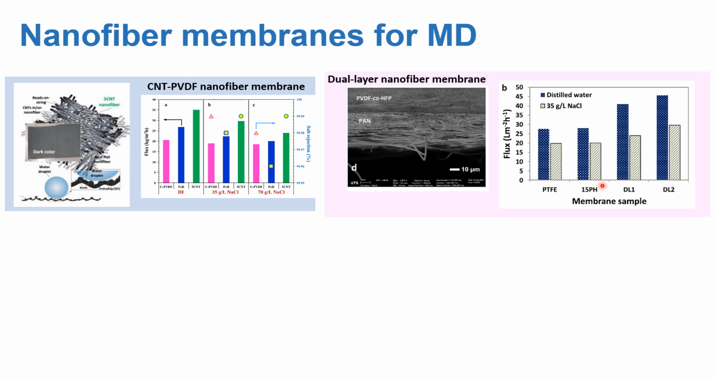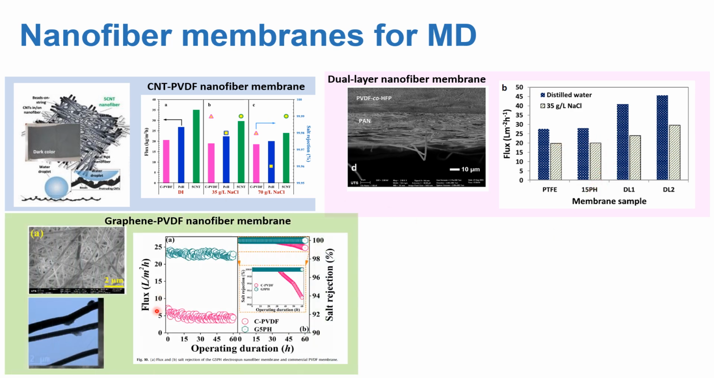And then we tested different types of membrane. This is a pristine nanofiber membrane made of PVDF-HFP. The second one is the dual layer membrane, and the other one is another dual layer membrane with different thickness. And we found out that our dual layer membrane has really increased the flux considerably compared to the commercial membrane as well as our pristine nanofiber membrane.